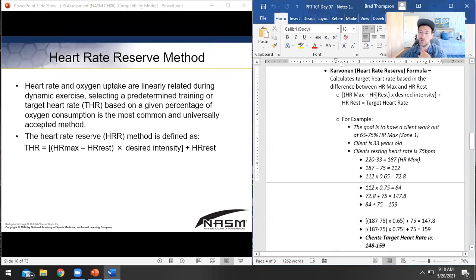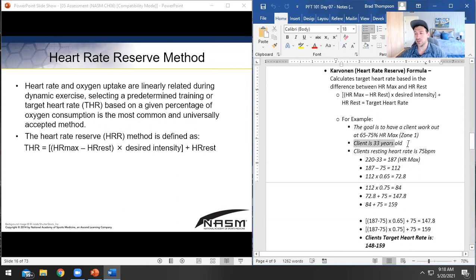So this is a little bit more accurate because if I have a resting heart rate to account for, it's taking into account how well my heart is performing under various situations. It's a much more specific to your client version. It's still a formula. Don't get me wrong, this still isn't perfect, but it's definitely a lot more accurate than the straight percentage formula.